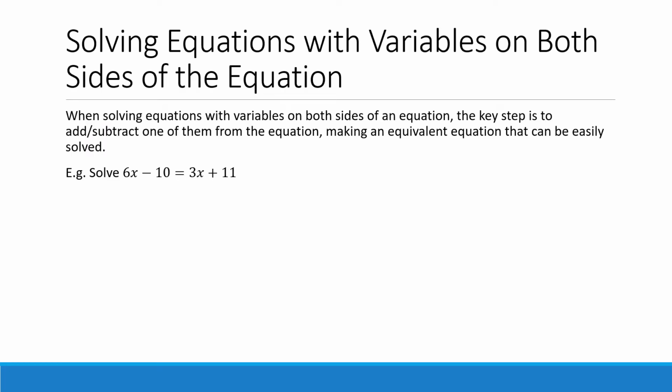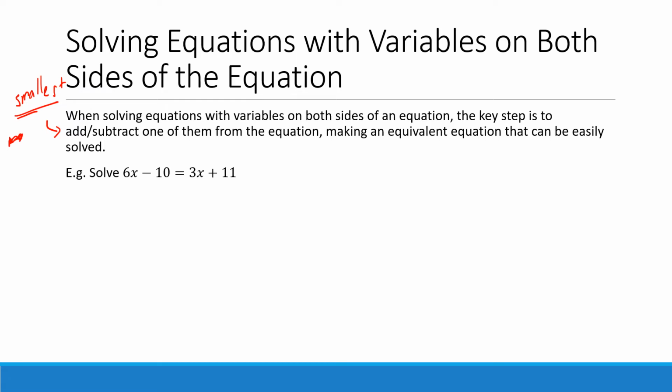Now, when solving equations with variables on both sides, the key step is to add or subtract one of them from the equation, making an equivalent equation that can be easily solved. As far as which one to use, there is no wrong answer. You can pick either of the terms involving a variable to add or subtract. My advice would be to pick the smallest.